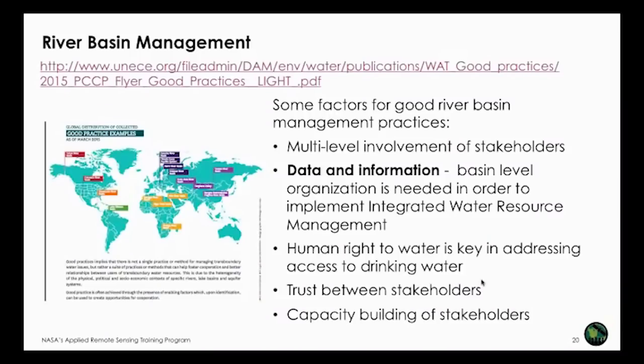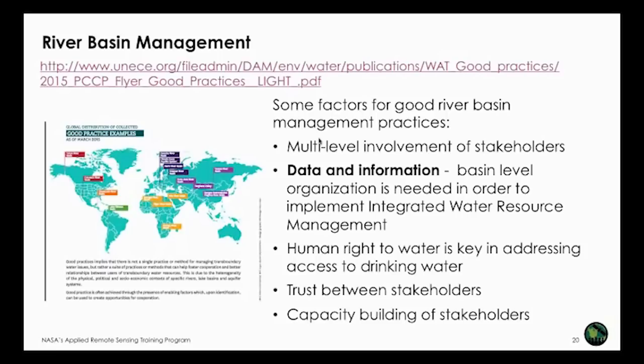So according to UN Water, some factors which make good river basin management, or best practice for good river basin management, are listed here. First of all, it's multi-level involvement of stakeholders from different sectors and different regions. Next, it is data and information. So at basin level, organization is needed in order to implement integrated water resources management. So that means data and information about water supply and demand and application and usage are required.